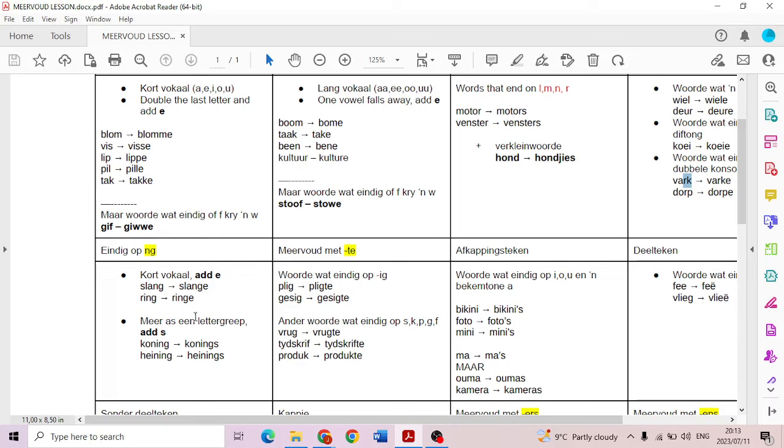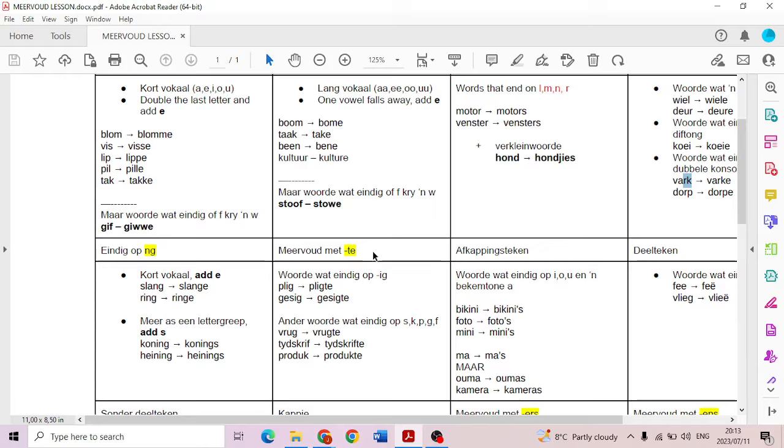But if it has more than one syllable, of meer as een lettergreep, then you're going to add an S. So koning becomes konings, and then heining becomes heinings. Okay. And then the next one, rule number 6, woorde met te.